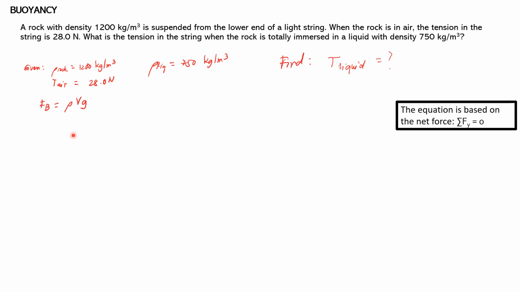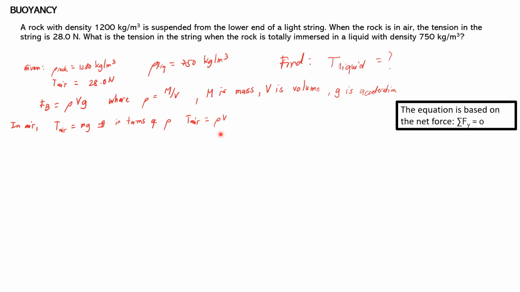Okay? So here, we have to recall the equation of the buoyant force, and that is equal to the density times the volume times the acceleration due to gravity, where the density is equal to mass over volume. And m is mass, V is the volume, and g is the acceleration due to gravity. So in the air, we have these forces. We have the tension in the air, and that is the upward force, and the weight, and that is equal to mass times gravity. So we can have this equation: tension in the air is equal to the weight, and that is equal to mass times gravity.